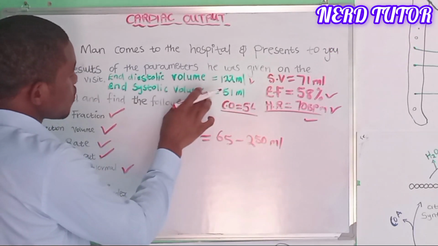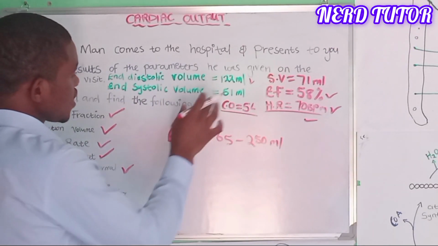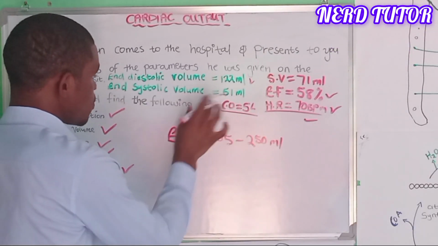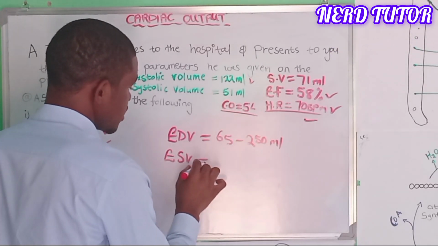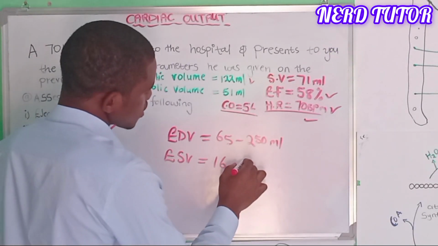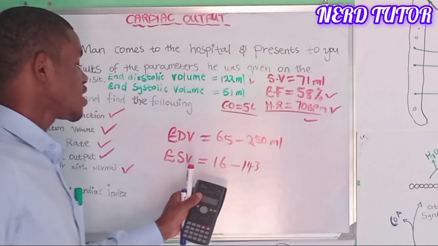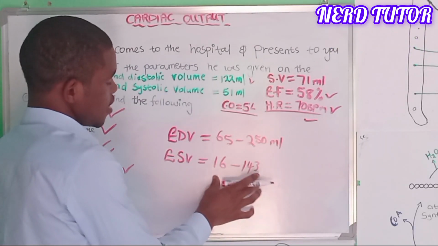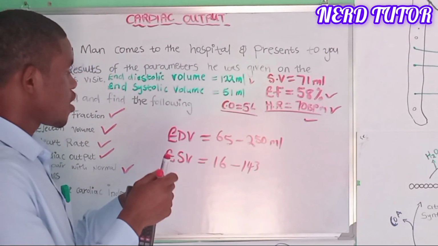What of the end systolic volume? What is the normal range for end systolic volume? Even here, the ranges can differ depending on the book that you're using. Some textbooks say the range is from 16 to about 143, 145. It should fall within this range, 16 to about 143. So this would be the normal range.